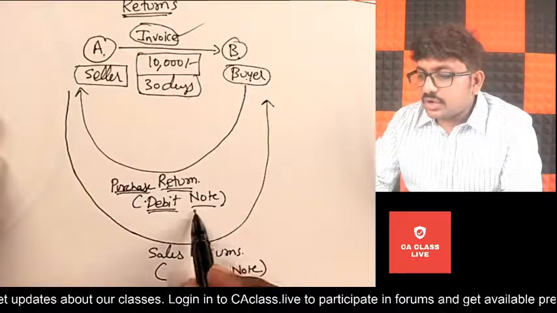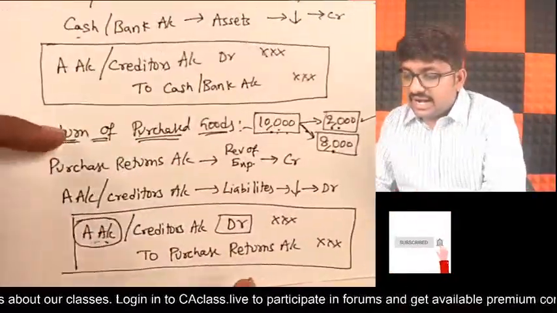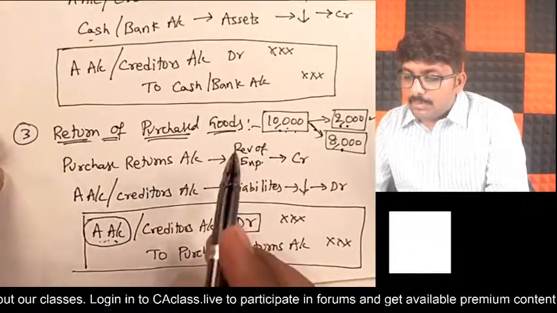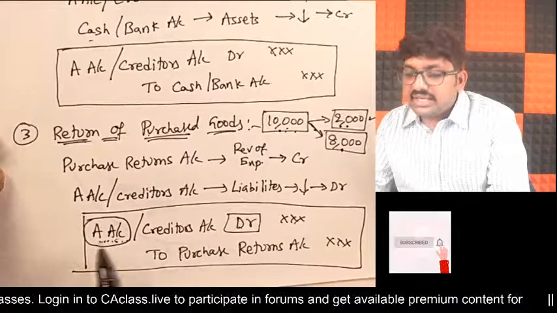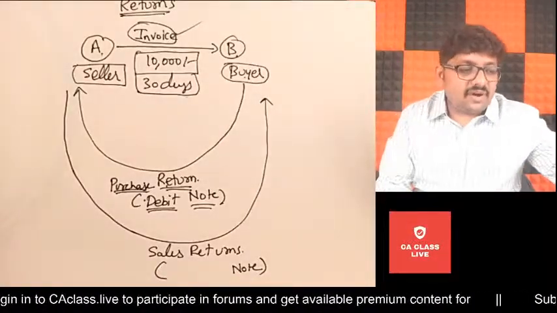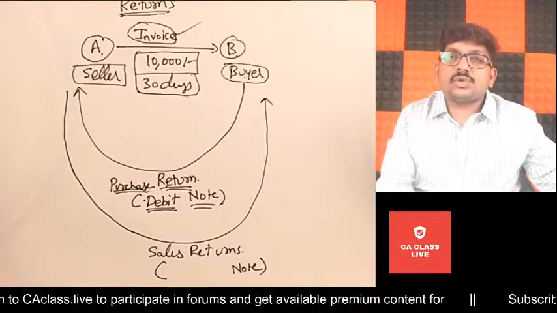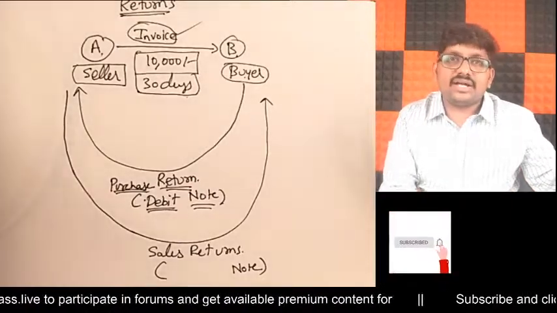B will issue an information to A while doing the purchase returns. He will issue which note? Debit note, because B has debited. Observe here what buyer has done, my dear friends. We have debited A's account in the books of B. That's why as an information we are saying that I am issuing a debit note to you, showing him that we are debiting it in your books.